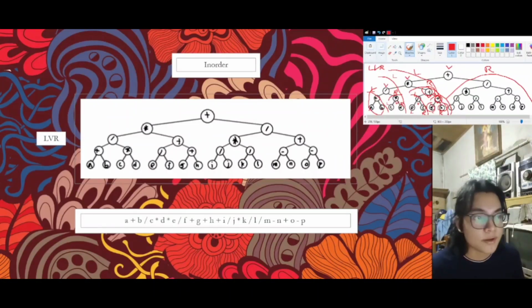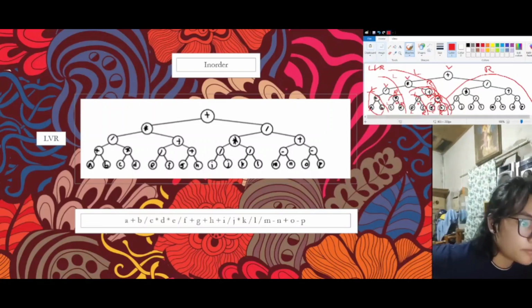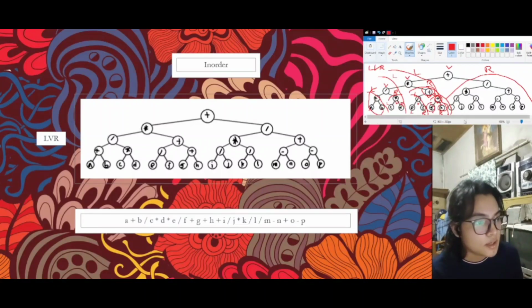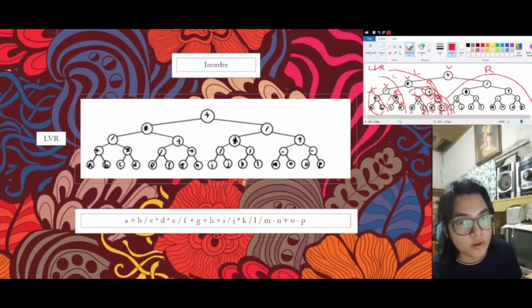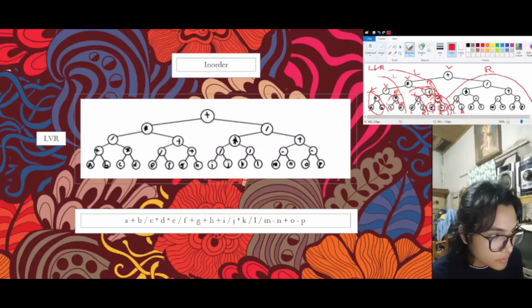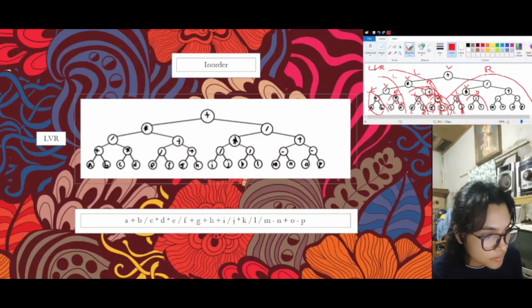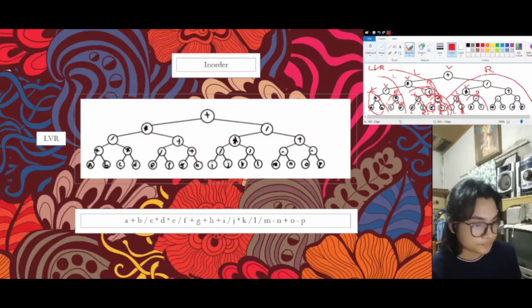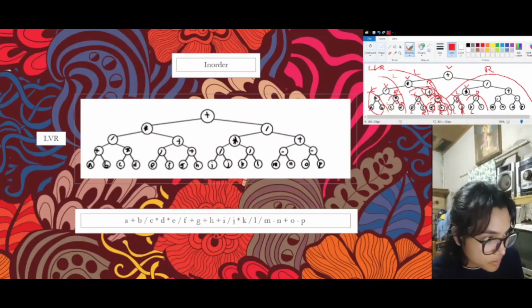So what happens here? Since L is done, we are now going to have V. So V is plus, so after H we are going to have the plus sign, and then we're going to have the leftmost part of R as our new L. We're going to work our way on the top. So this is LVR. So it's I divided by J, and then this is going to be our new L. This is going to be our new V. This is R. So after J, we're going to have the multiplication sign, and then we're going to have this as our new LVR.